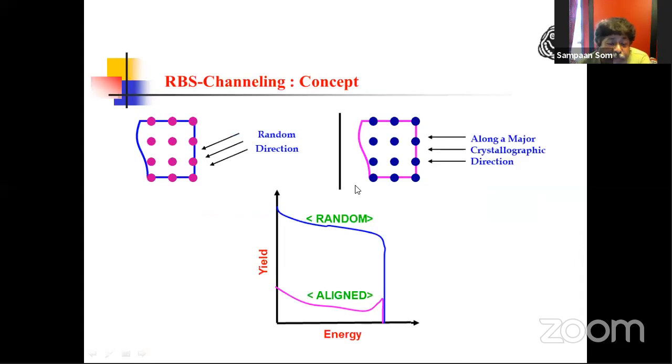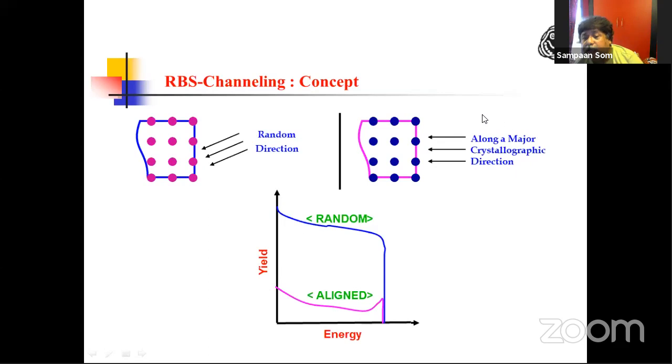So, sorry, this is the schematic diagram of ion channeling, the conceptual diagram. Here, when you talk about random direction, that means all the examples that I showed earlier, where the beam was falling randomly. Well, there is a 90-degree direction, true, but in terms of crystallographic orientation of the substrate material, it is random, unless you align the crystal with respect to the ion beam. And that is the job of the ion channeling experiment.